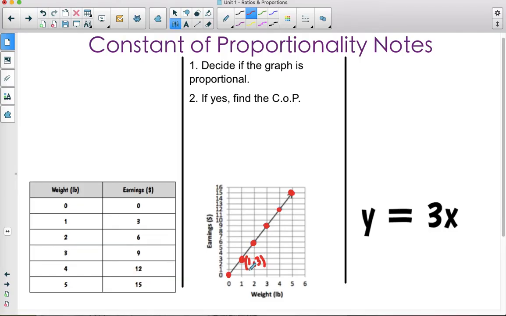I think I should have mentioned this before, but anything that I'm writing down, I want you guys to write down so you have it in your notes, okay? The next easy to read point is over 2, up 6, so this is at point 2, 6. The third point is over 3, up 9. So this is at point 3, 9. The fourth point is over 4, up 12. And then the last point is over 5, up 15.